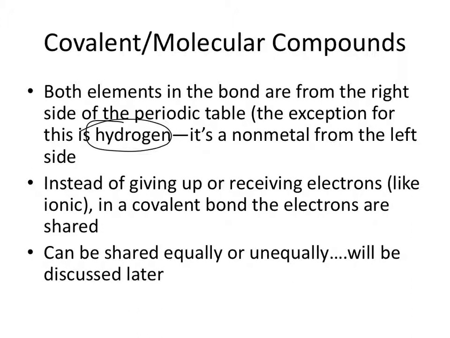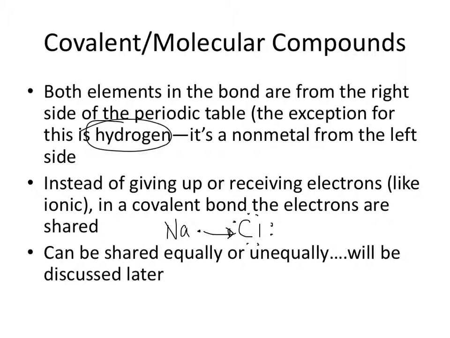So instead of giving up or receiving electrons, like in ionic, when you were showing an arrow going from one element, like you would say Na, and then you had Cl, Cl had 7 valence, hopefully you remember this, and you would draw an arrow going from one element to the other. This is going to be a little bit different. This can be shared equally or unequally, but they are sharing electrons. There is not actually a transfer of electrons in this type of bond.